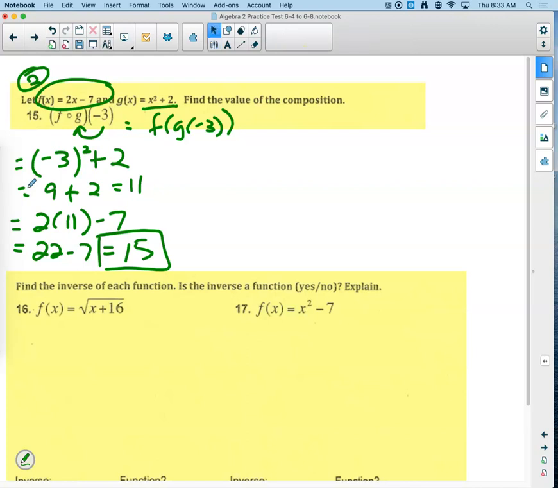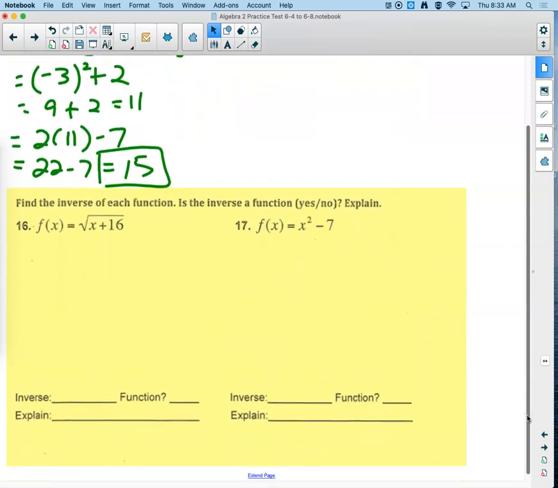All right, now we're down to inverses. Now we're getting close. This was section 6-7. Find the inverse of each function, and then we're supposed to answer, is the inverse a function, yes or no, and explain. But let's just worry about finding the inverse first. Step 1 to finding any inverse.